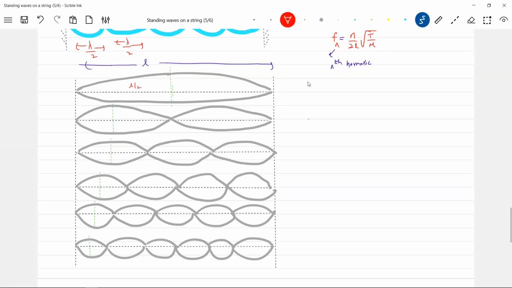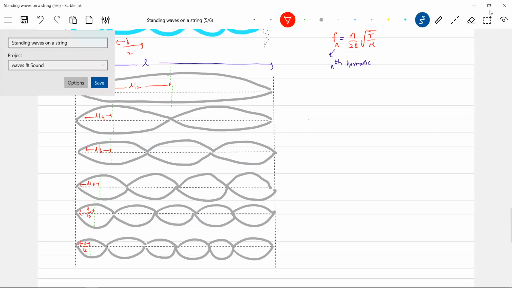Next, L/4. Next, it should be L/6. 1, 2, 3, 4. After this, L/8. This will be how much? 5 loops. L/10. L/12. Here is where the main idea is hidden.